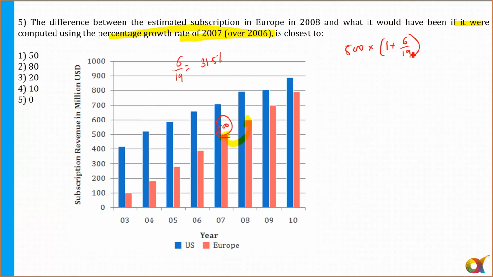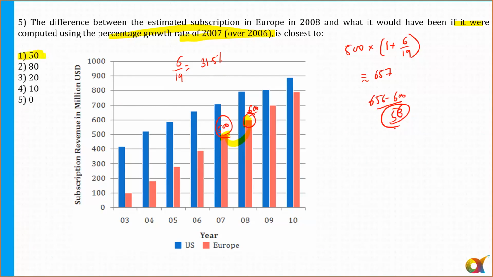So what does this value come out to be? What is 30% of 500? 150. So that is approximately 657. And the estimated value is approximately 600 or 610 here, or slightly more than 600. So 657 minus approximately 600 is about 50. So the answer should be closest to 56. So I can mark the answer as option number 1.